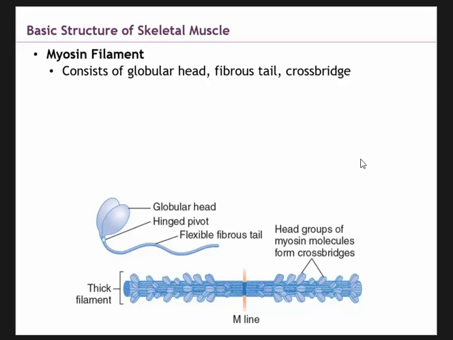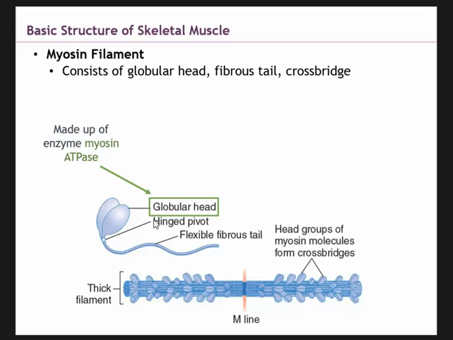All right, now let's learn about your myosin filament. Our myosin filament has this globular head, which you see right here, a fibrous tail, and a cross bridge, which is basically just the two heads together. So how you need to remember myosin is two golf clubs together. If you look here, these all look like golf club heads. So it's basically just two golf club heads and one long golf club itself.